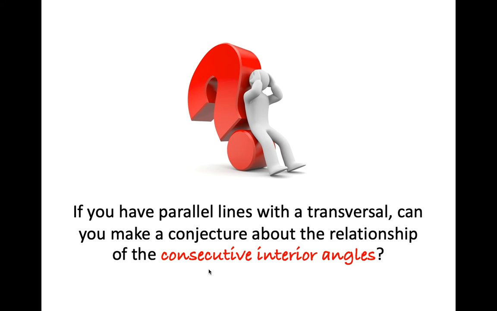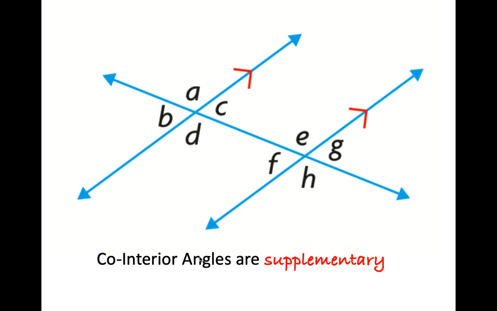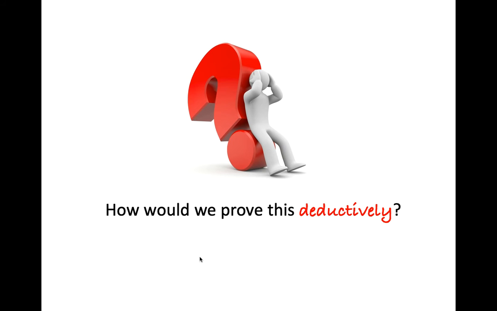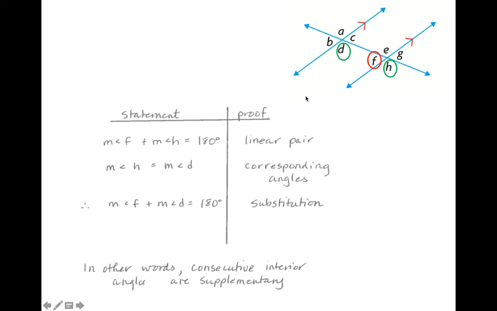Okay, last one. If you have parallel lines with a transversal, can you make a conjecture about the relationship of consecutive interior angles? Well, we know from what we learned before that consecutive or co-interior angles, as we also call them, are supplementary. We are going to prove this deductively, and we're going to use that diagram that we had from before, what we knew to be true. So let's put it into writing deductively.